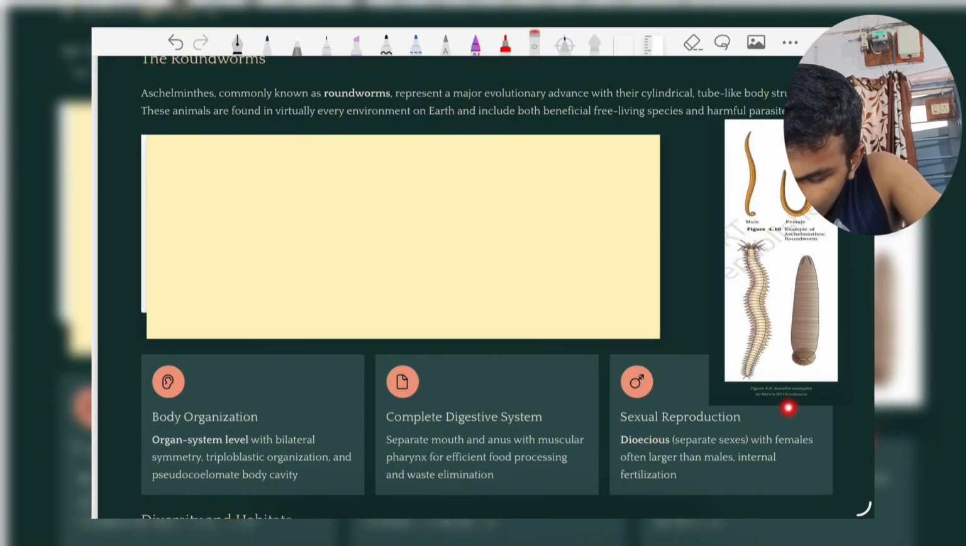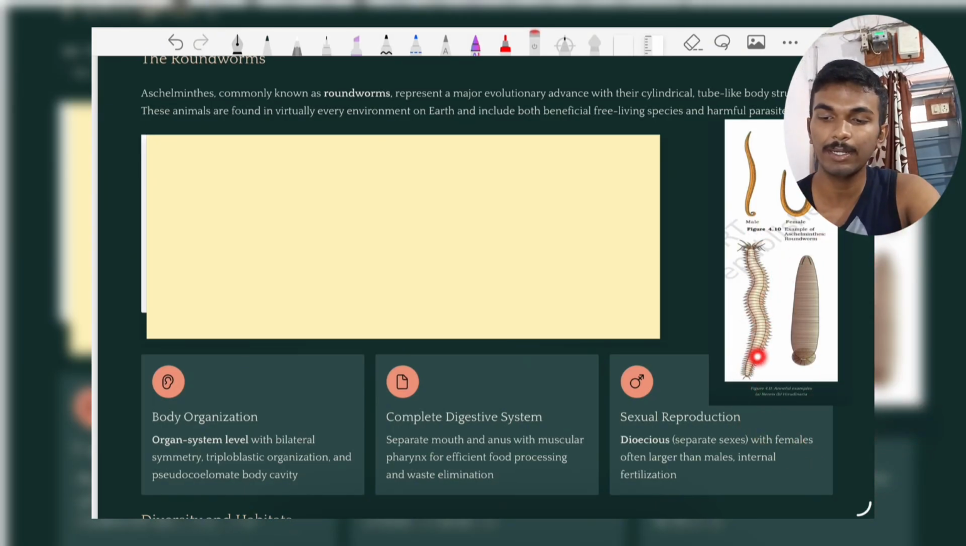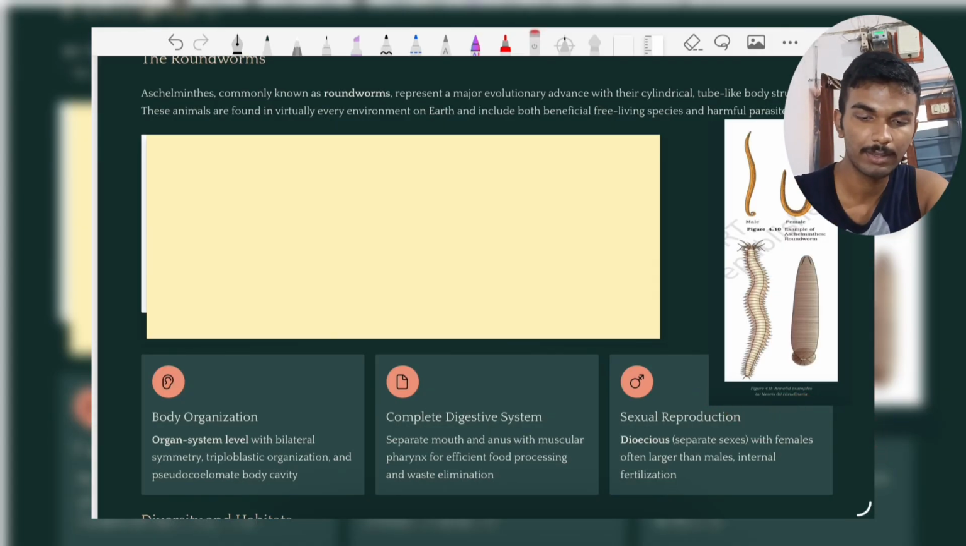Here in this figure you can see Nereis, and here you can see Hirudinaria. Hirudinaria is important from NEET point of view because it has been asked in the past years.